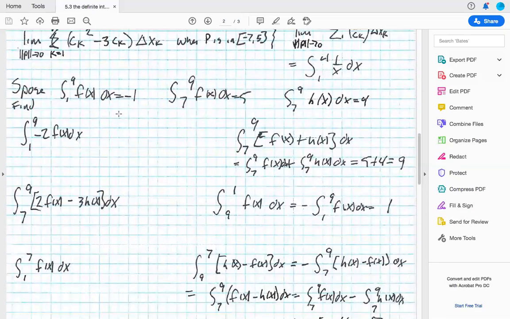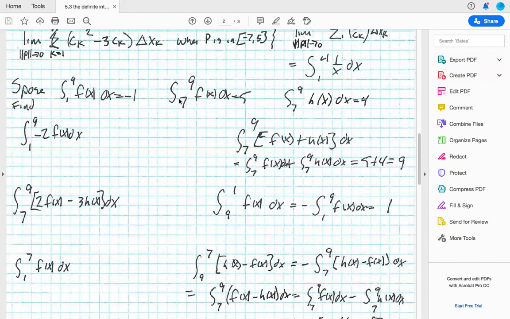Now, here we're supposing that the integral from 1 to 9 of f of x dx is -1, meaning the amount of area underneath the curve between 1 and 9 of this function f of x is -1, which can make sense. That just means that the function is below. So once again, this integral from 1 to 9 of f of x dx is -1, meaning the area underneath this curve equals -1. It has to be below the x-axis for that to happen.